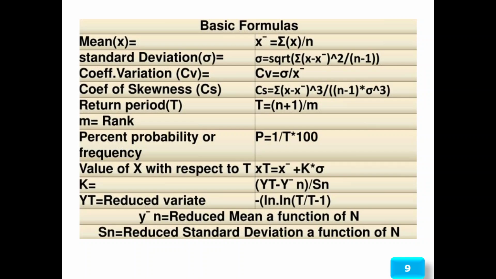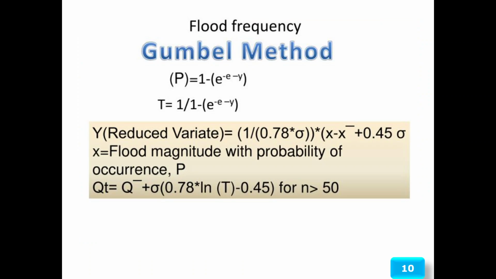For the flood frequency by the Gumbel method, P is equal to 1 minus e power minus e power minus y. T is equal to 1 divided by (1 minus e power minus e power minus y), where y is the reduced variate, equal to 1 divided by 0.78 sigma into (x minus x bar) plus 0.45 sigma, where x is the flood magnitude with the probability of occurrence P. QT is equal to Q bar plus Q sigma into (0.78 ln T minus 0.45) for n greater than 50.